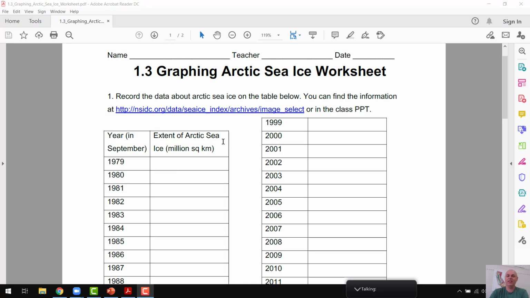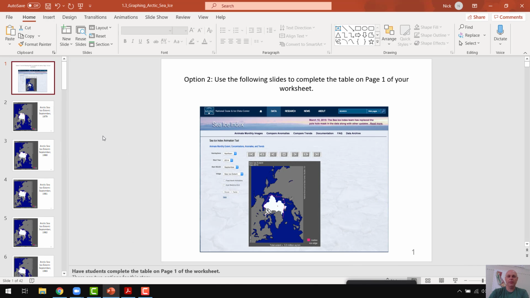All right, so you're going to need some information. You've got to collect the extent of Arctic sea ice, and you're going to use the PowerPoint in order to get all that information. So the PowerPoint's on Canvas. Let's look at the PowerPoint. The PowerPoint here tells you to use these images to fill in your data, and you're just going to go through one at a time.